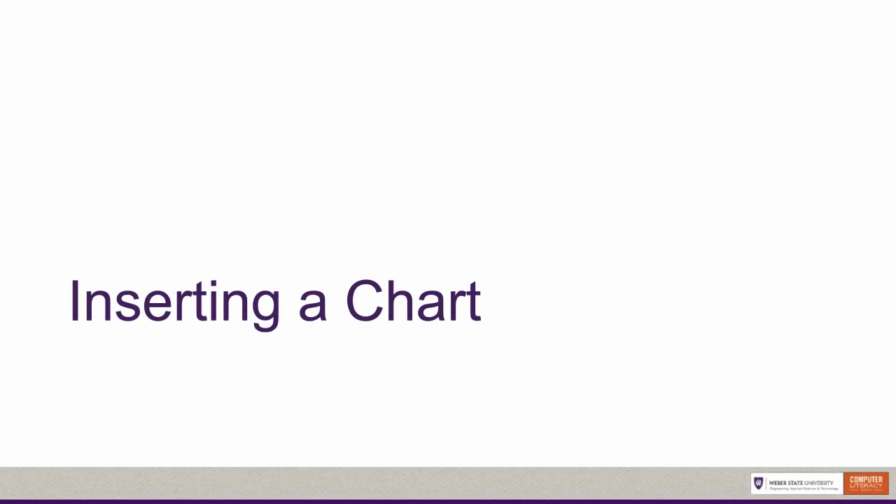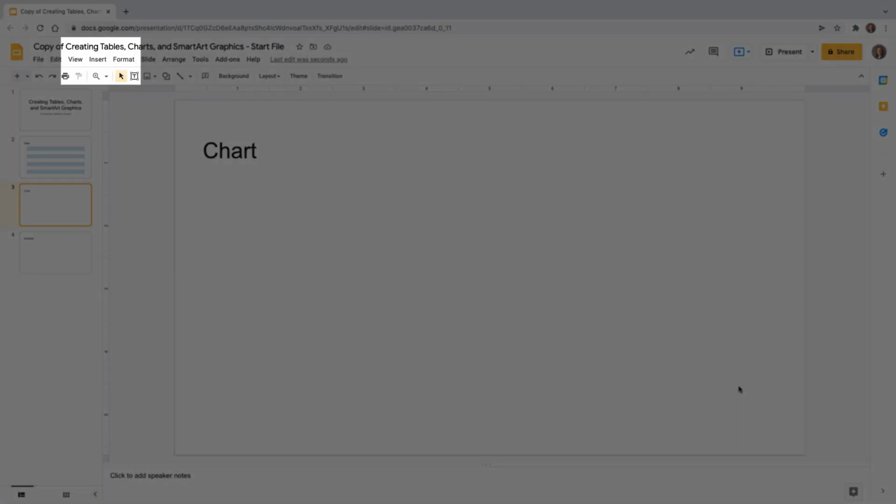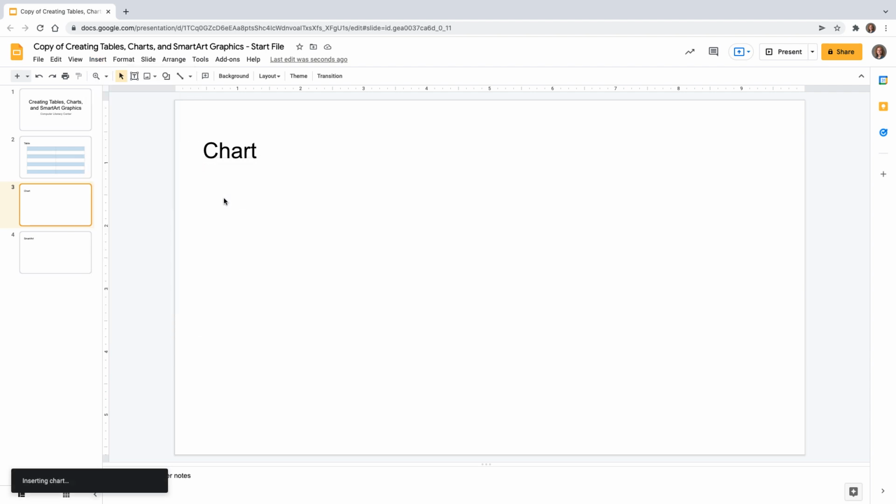Once you've finished formatting the table, click on the next slide labeled Chart. To insert a chart, click on the Insert tab in the main menu, then click on the arrow next to Chart. This will open a pop-up box with different types of charts for you to choose from. Click on whatever style of chart you want to insert. I'm choosing Line, and it'll be inserted onto the slide.